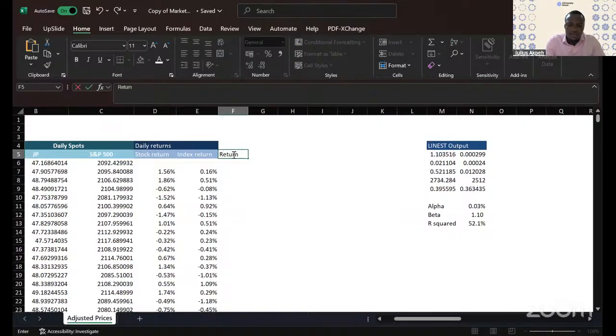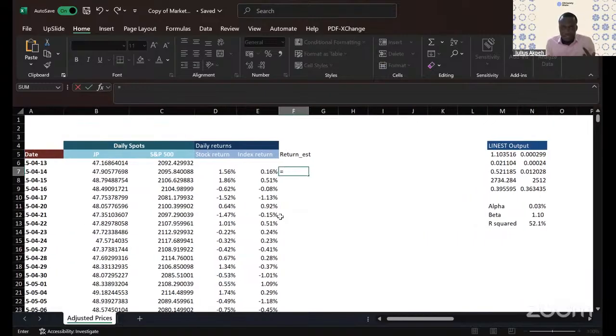or return estimate. So I want to see what the return should have been if I use the model to predict. If I use the model to do some back testing on the data, I am going to take the alpha and lock the alpha, click F4, plus beta. I'm going to lock the beta as well, so I click another F4 and then multiply the beta by the return on the S&P, which is the independent variable here. And that is all. That's the model.